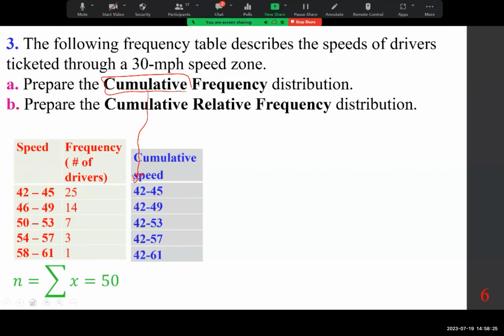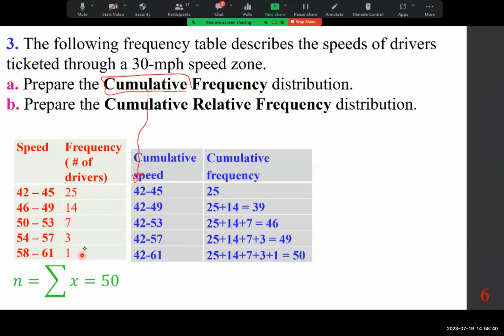That's the reason. So what happens? This remains the same. But here, you have to add this to 25 plus 14. Here, 25 plus 14 plus 7, all the way to the end. So basically, you add in a manner that the very last one must give you n. If it doesn't, we've made a mistake somewhere. So the last one is 50.